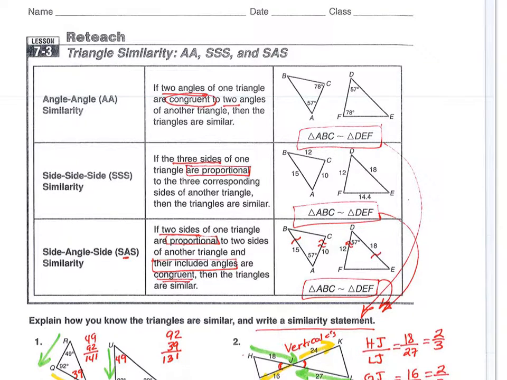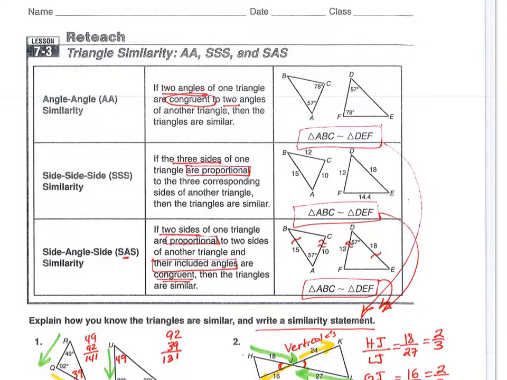In section 7.3, we're going to learn how to prove that two triangles are similar. They're giving us three properties. The first property is angle, like the Star Wars. For you to use the angle similarity theorem, you have to have two angles congruent to two angles from another triangle. Notice that these two are congruent to these two right here.